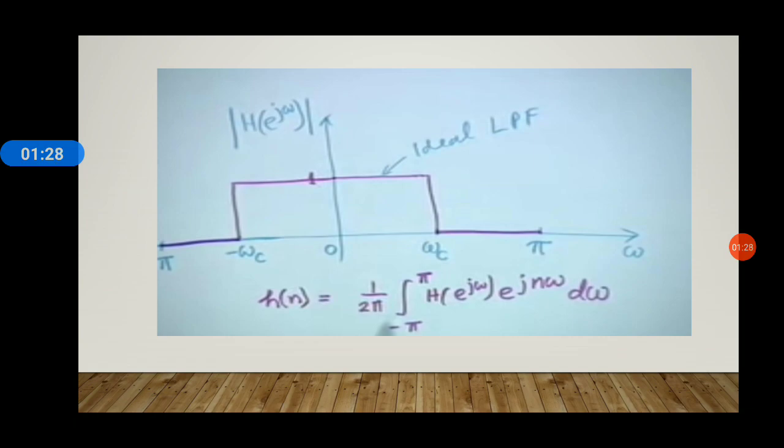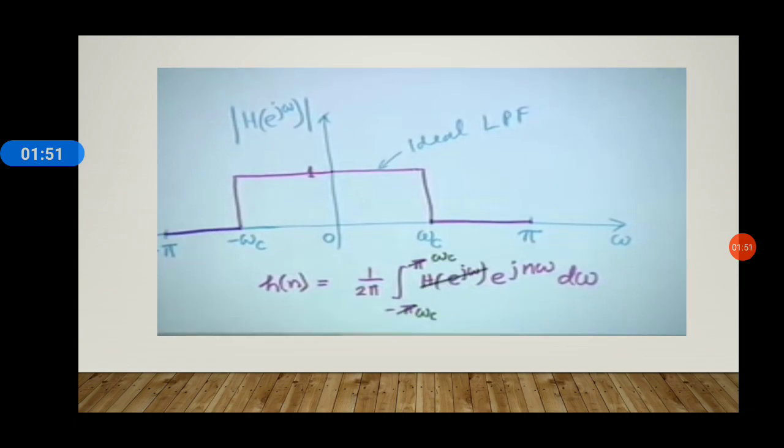Now, in order to find out the impulse response of such a system, or the impulse response of this low pass filter, we can find out h[n] by the inverse DTFT formula, which is given here. But we know from omega c to pi in both the directions the magnitude of H(e^jω) is 0. So we should be concentrated not from minus pi to pi but from minus omega c to plus omega c, where the magnitude of H(e^jω) is 1.